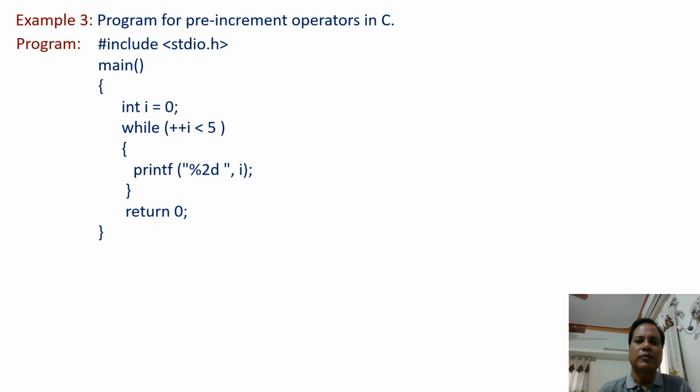So when this code is executed, we get the output like this: 1 2 3 4 gets printed on the output screen. So in this one we have discussed how to use the pre-increment operator in a loop.